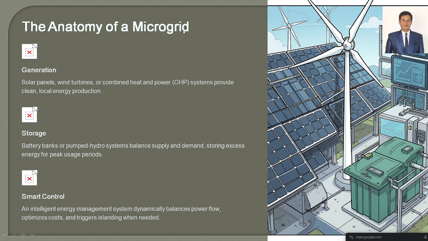So these are the components of the smart grids. Generation: solar panel is one component, wind turbine is one component, storage is also one component, and smart controlling is also one component. So these are the components of the microgrids.